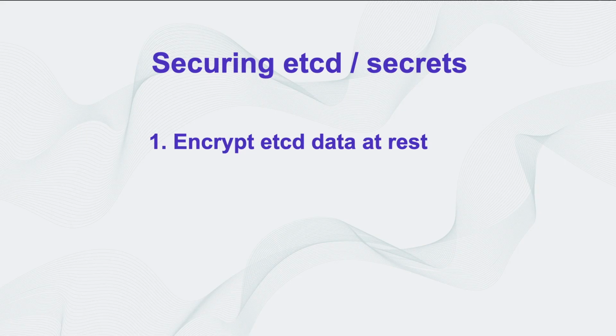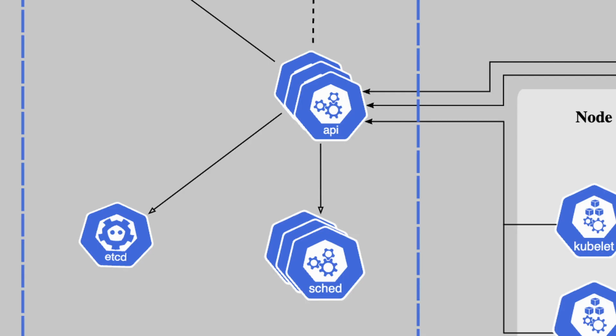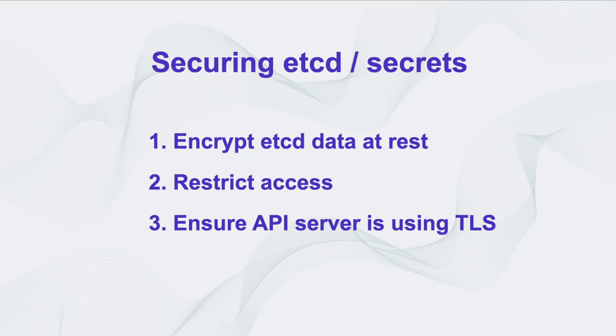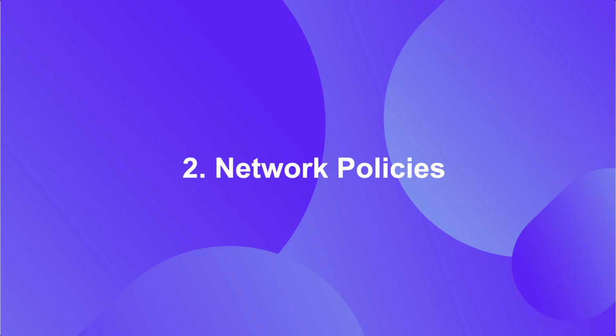The second thing you can check when securing your etcd is that you're restricting access. It is recommended to separate the etcd server and isolate it behind a firewall. From there, only access from the API server should be allowed. No other components in the cluster should be allowed direct access to it. And the third thing to check is to ensure that the API server is using TLS.